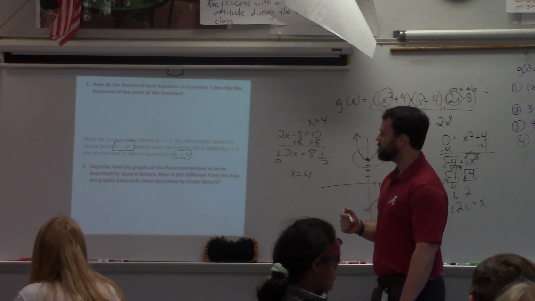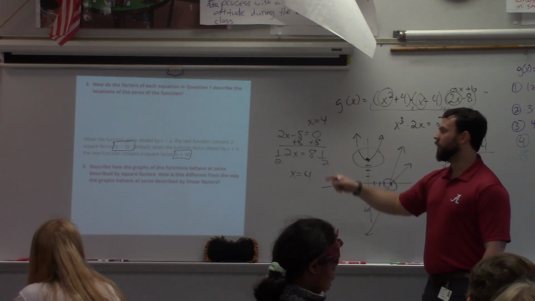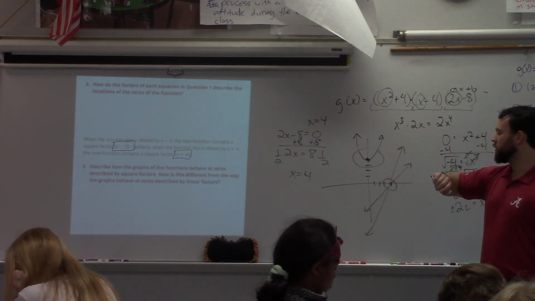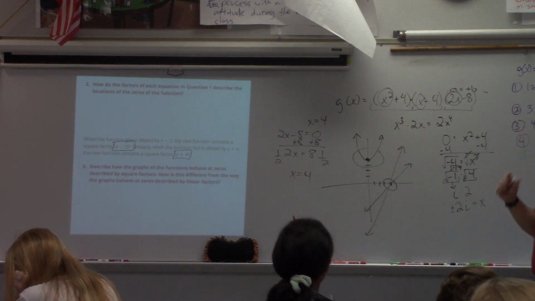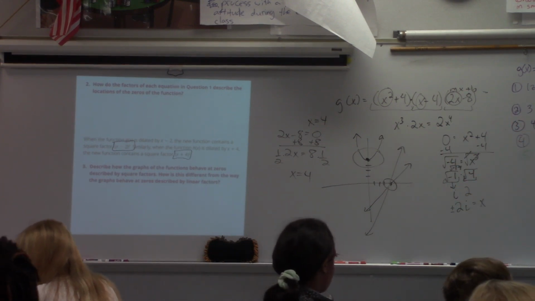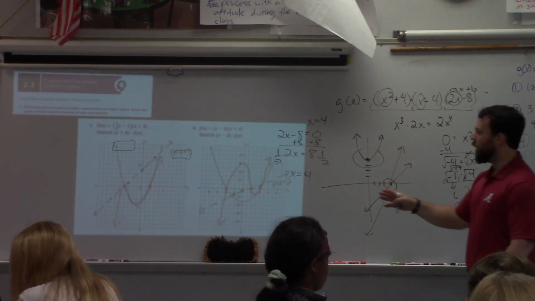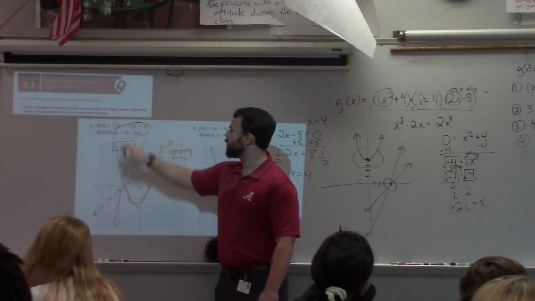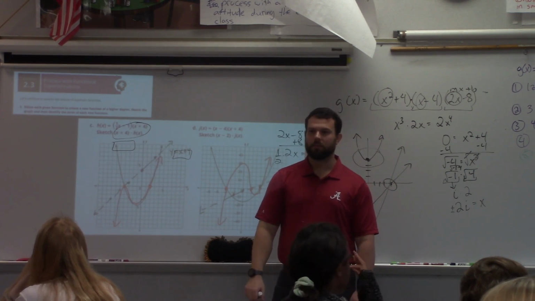147 and 148. But also, tell me that. Well, the graphs that we're looking at are 147. Is why I was saying that. Number 3 says, describe how the graphs of the functions behave at zeros described by square factors. So when I looked here, where do I see in C that square factor, the x plus 4 squared? Where do I see that square factor?